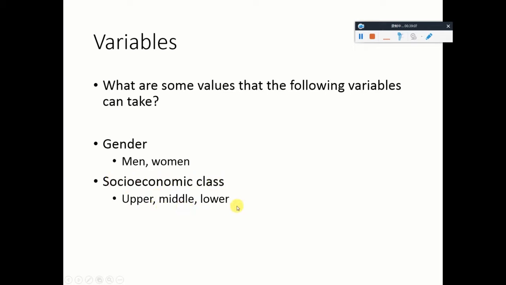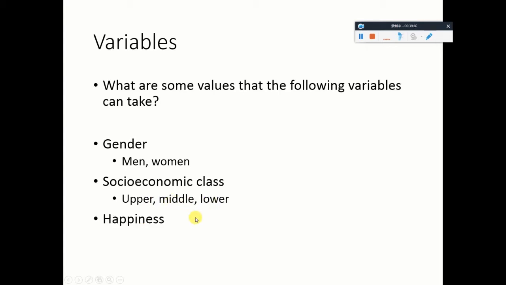Well, of course, you can have other ways of describing socioeconomic class. You can have upper middle, lower middle. In other words, adding two more classes to the values. That's also fine, depending on how you see this variable. But the bottom line is this variable will have different values. That's one value, a second value, a third value.